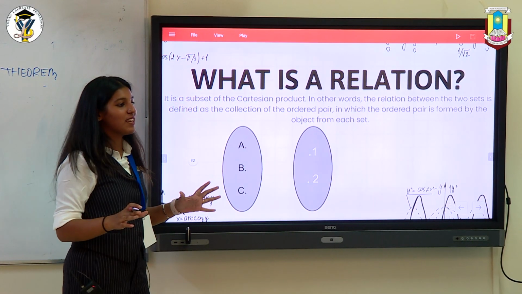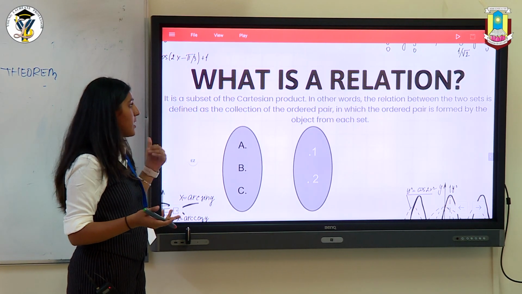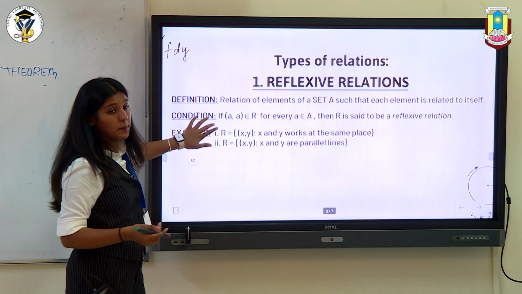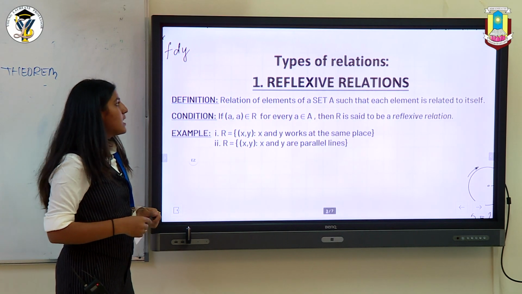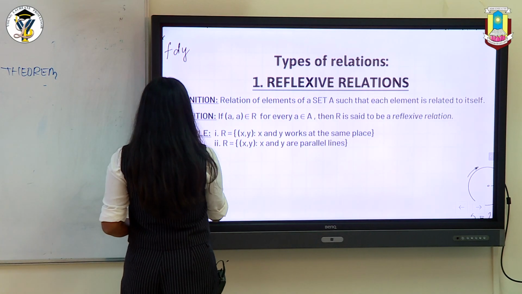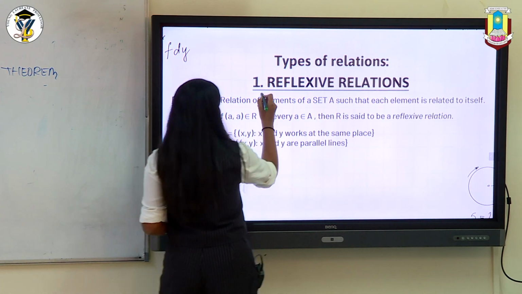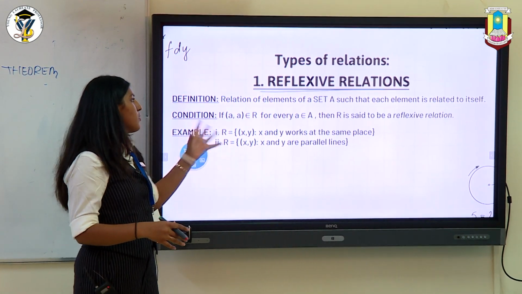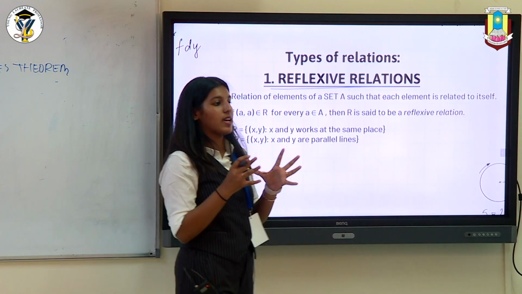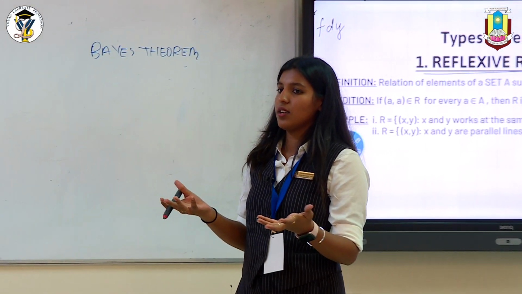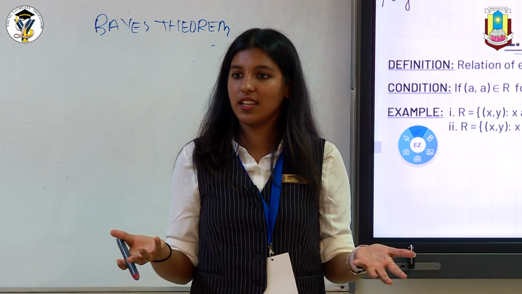This is basically what relation is. So I hope that you understand, so that the next topic is what is my main topic for today. Types of relation, but from the 12th point of view. Starting with reflexive relation. What is a reflexive relation? Before I go into the mathematical side, I want you to understand what does a reflexive mean. What is a reflection?